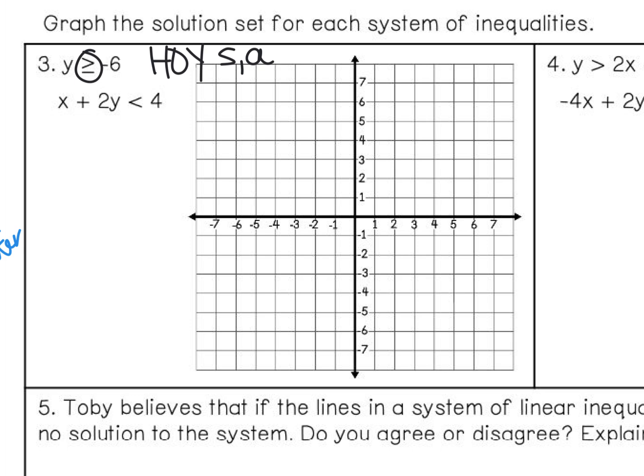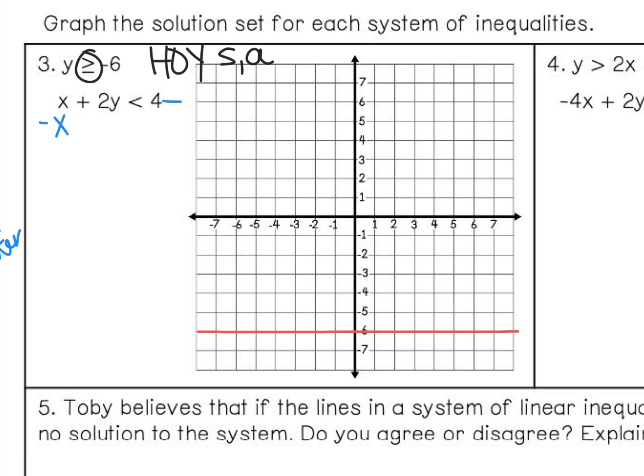Above. So let me change this so we can see the color a little bit better. -6. Here's my horizontal solid line. You can color above. I'll show you what it looks like when you wait to color. If you're going to use this second one, we've got to change it again to y equals.